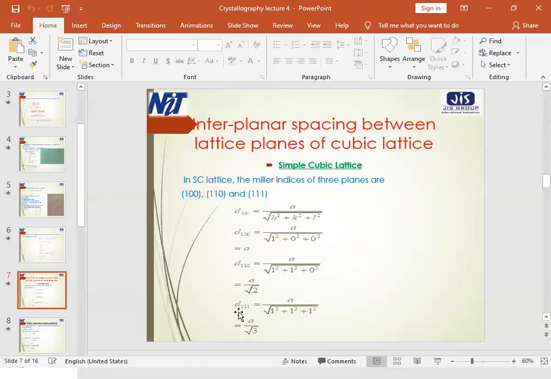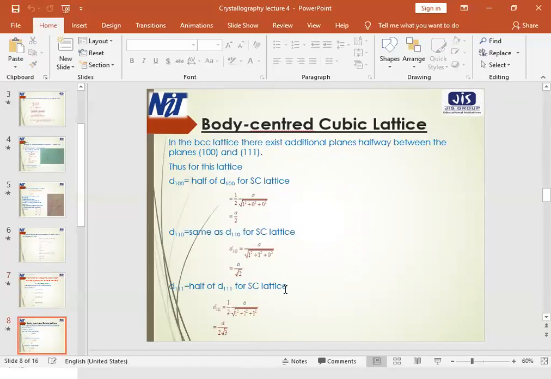What will d111 be? Here the value of H is 1, K is 1, and L is 1. So we put these values, and because of that, the interplanar spacing between the lattice planes of cubic lattice, d111, will be A by root 3. So thus we have calculated that.